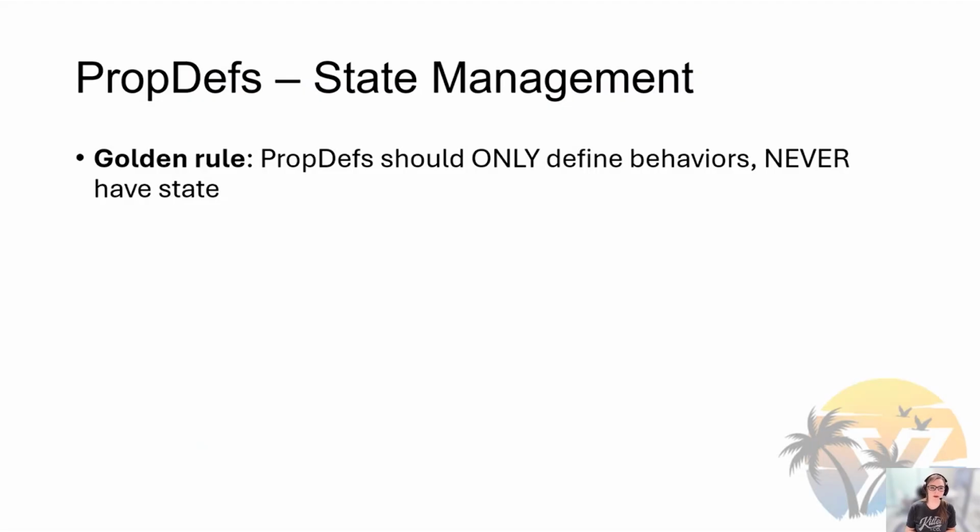So another tip, your PropDefs should only define behaviors. You should never let them have state. They should never store information. They're only saying, this is how you react. This is how you react. This is what you will do. They are only defining behavior.